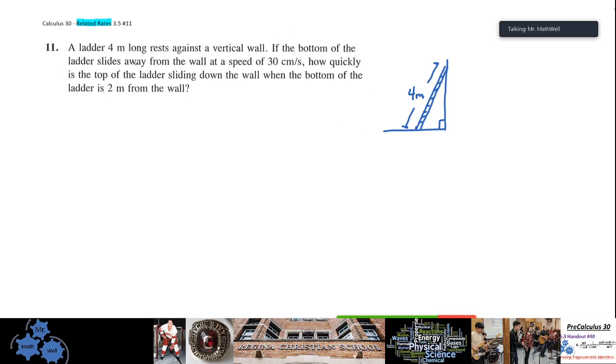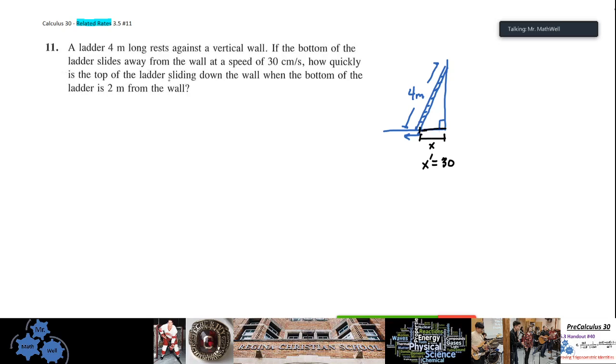If the bottom of the ladder slides away from the wall at 30 centimeters per second. So here's the bottom, and it is sliding away at 30 centimeters per second. This is a rate of change of this dimension here. This dimension right here, let's call that x. So x is changing at 30 centimeters per second. I'm just going to jot that down. This is arbitrarily x. That's the rate of change of x.